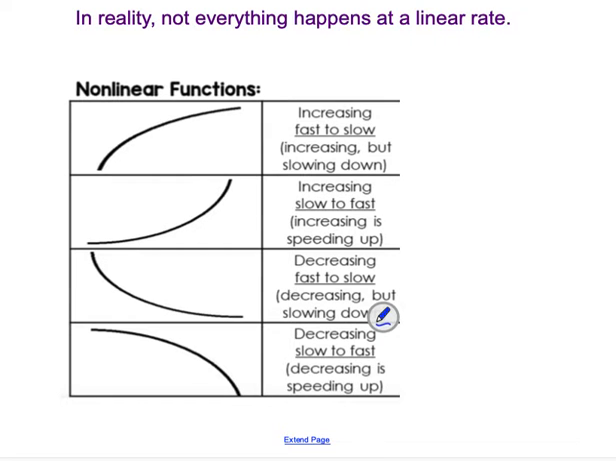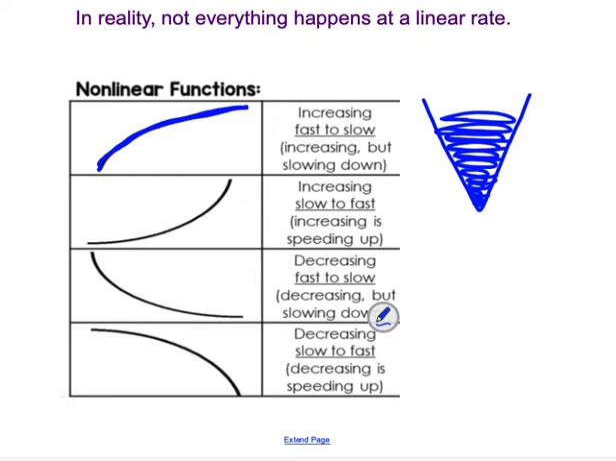Now these pictures show what graphs would look like for nonlinear functions, because in reality, not everything happens at a linear rate. You can imagine this first one, it says it increases super fast, but then the amount increases, it slows down over time. Maybe that would be a water vessel more like this. You can see the water would get really high super fast, and then over time it would slow down because it has more to fill. So that might be something that would represent this graph right here of a nonlinear function.